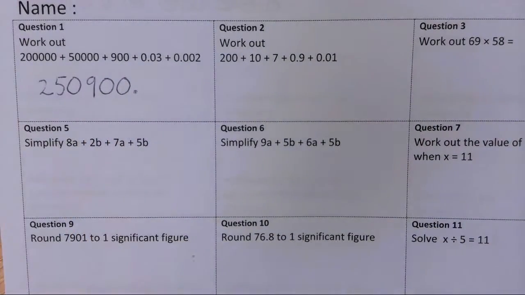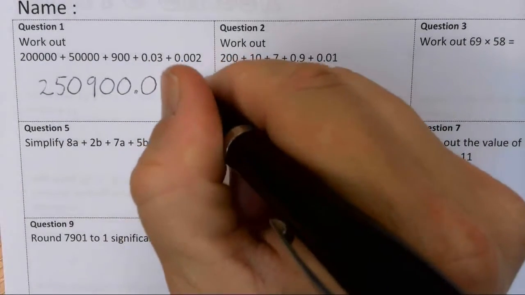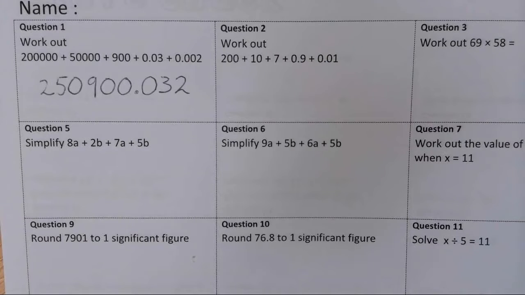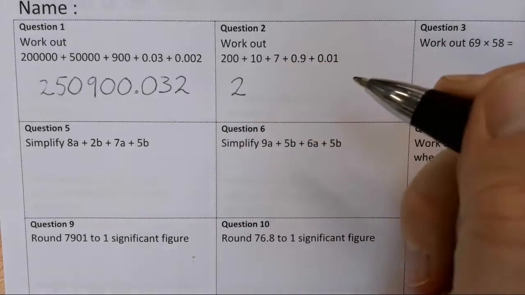There's my decimal point. There'd be nothing in the tenths column. Then there would be 3 hundredths and 2 thousandths. So it's 250,900.032. This one is 200, so that's in the hundreds column.